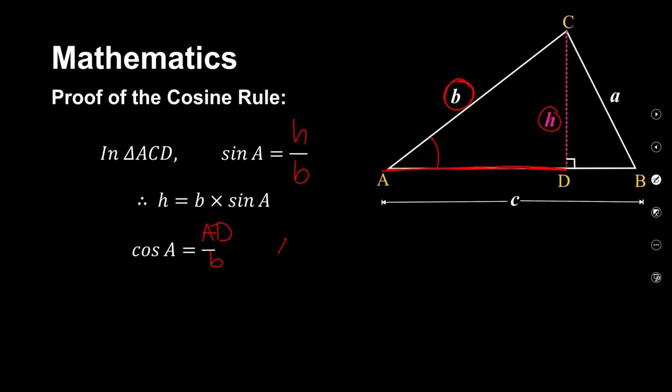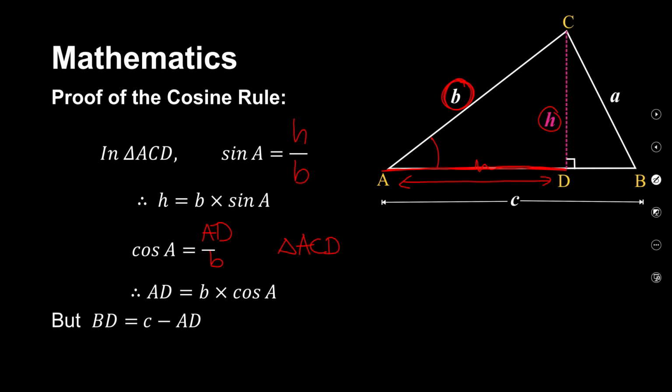Remember, in this case, we're working in triangle ACD. So in this triangle, if I want to find the cos of A, it's adjacent, that side, which is AD, over my hypotenuse, which is B. Now we're going to rearrange this again, and make AD the subject of the formula. So AD will equal B times cos A. We've just multiplied the previous line by B.